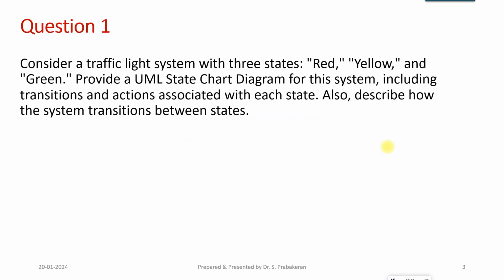Now, this is the scenario that is put forward to us. Considering a traffic light system with three states, that is red, yellow, green, provide a UML state diagram for this particular system. You need to show the transition as well as the action associated with each state. Also, please describe how this particular system transitions between the states, right?